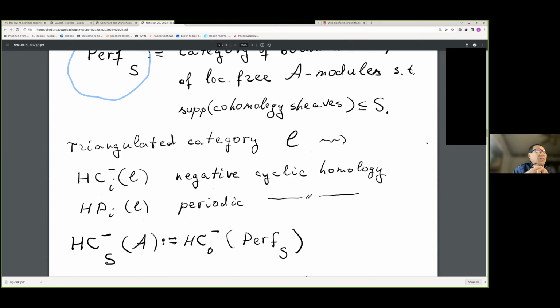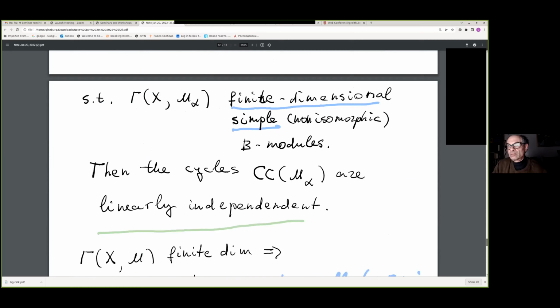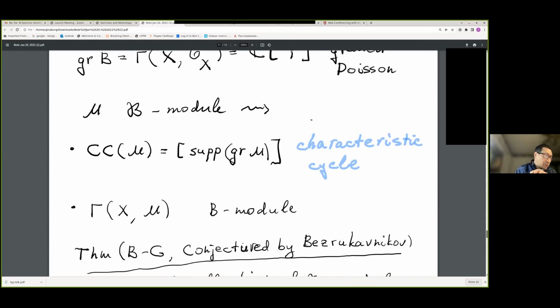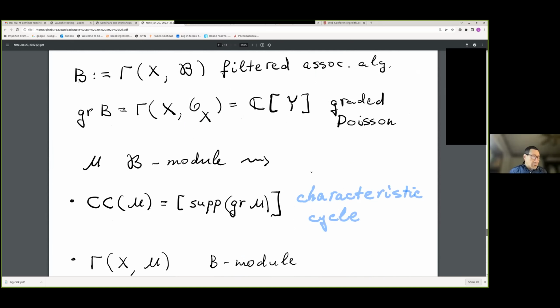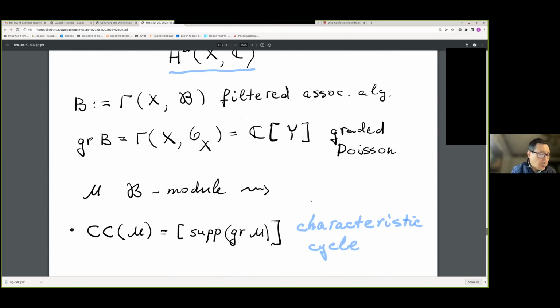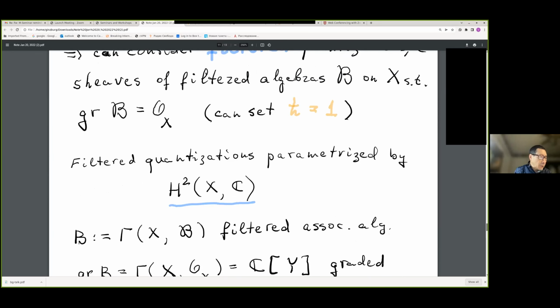Victor, I don't have a question. Here, the algebra B can have many different choices. No, algebra B is just the global sections of my sheaf. The sheaf actually shows the filtered quantization. You can have many different quantizations by H2.